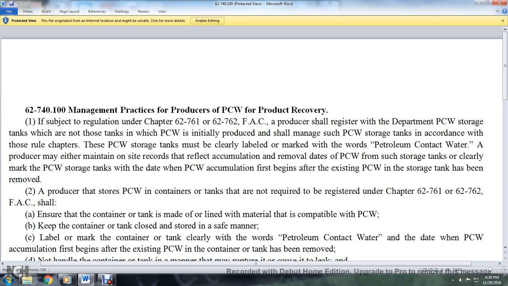A producer of petroleum contact water storing it in tanks or containers that are not required to register under Chapter 62-761 or 62-762 of the Florida Administrative Code shall ensure the container or tank is made of or lined with material compatible with the petroleum contact water. Keep the container and tank closed and stored in a safe manner. Label and mark the container and tank clearly with the words petroleum contact water and the date the petroleum contact water accumulation first begins, and again after existing petroleum contact water in the container has been removed.